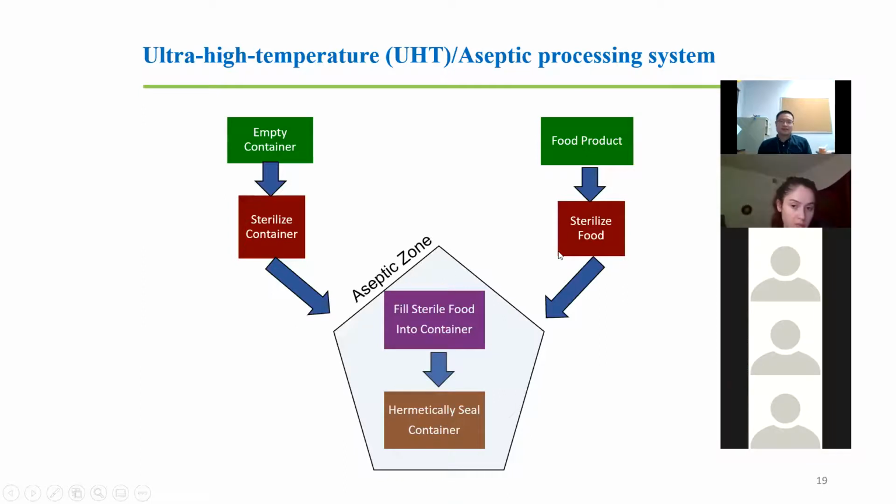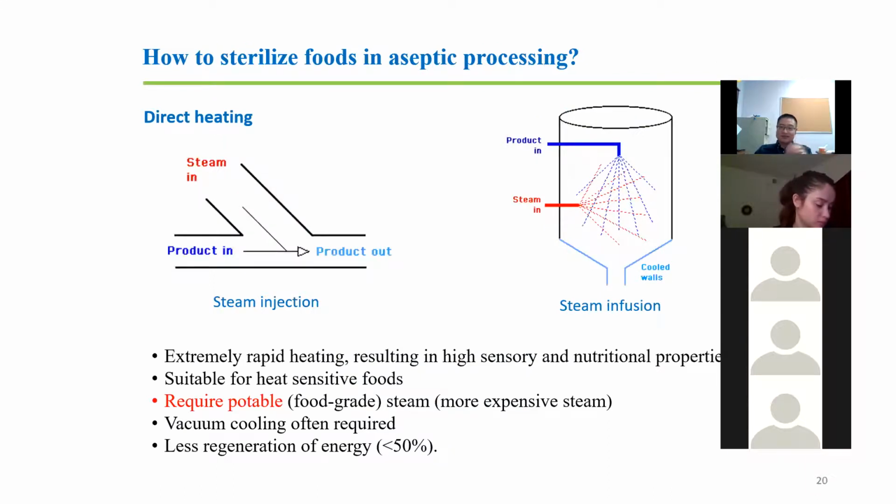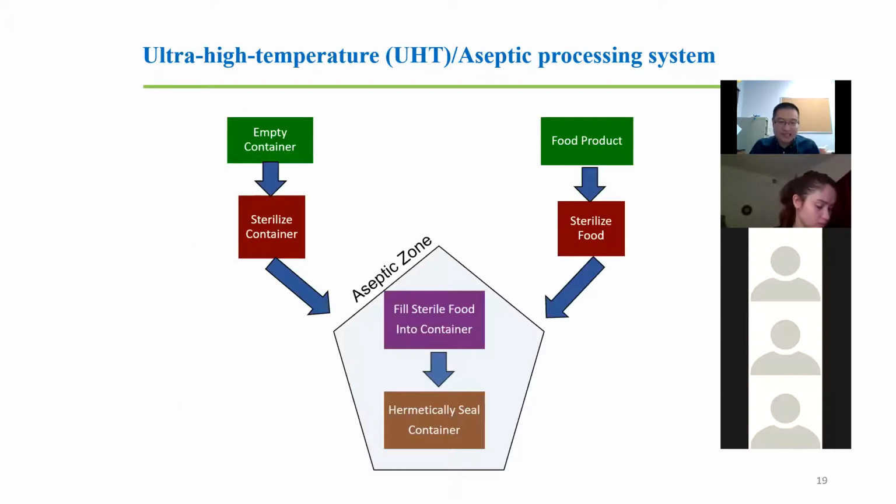Okay. So this is the last part of our commercial system. You saw it in the pasteurization, the UHT and the aseptic processing system, right? A lot of dairy products, especially soy milk and coconut milk, use this system. So basically, the idea is that we have two parts, the container and the food.